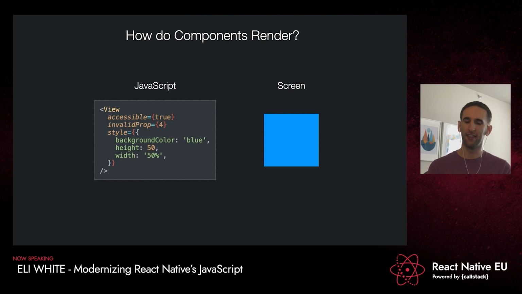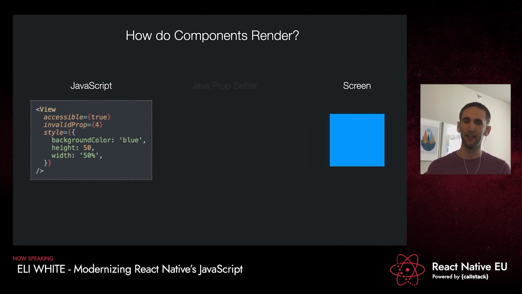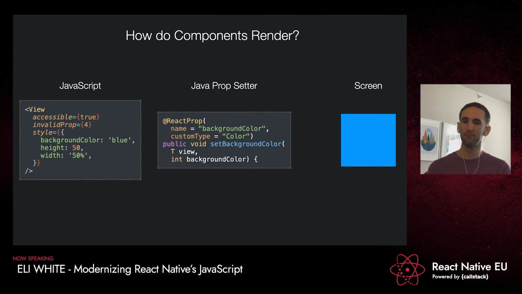Right before that box is rendered on the screen, we have these methods. On Android, these are Java prop setters that take the value of a property and apply that value with the native Android APIs to the view. Something to notice here is that the JavaScript that you wrote said background color blue, but the Java method receives an integer. So something somewhere is translating between this blue and this int.